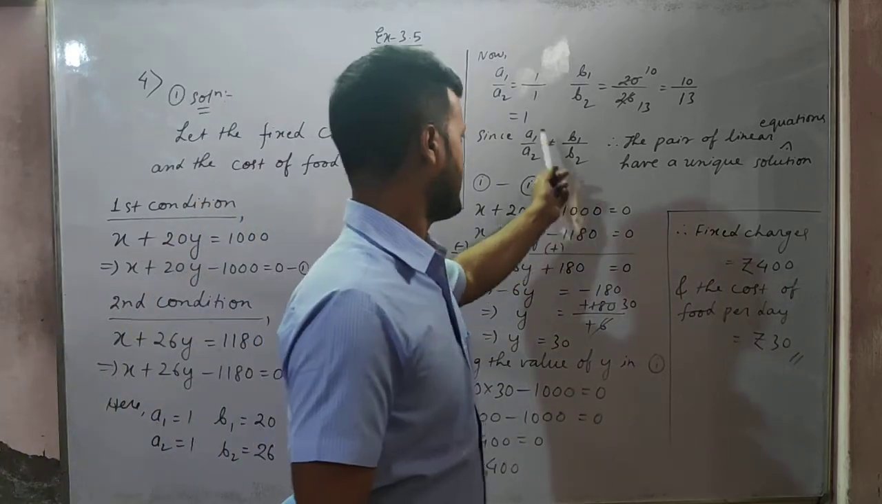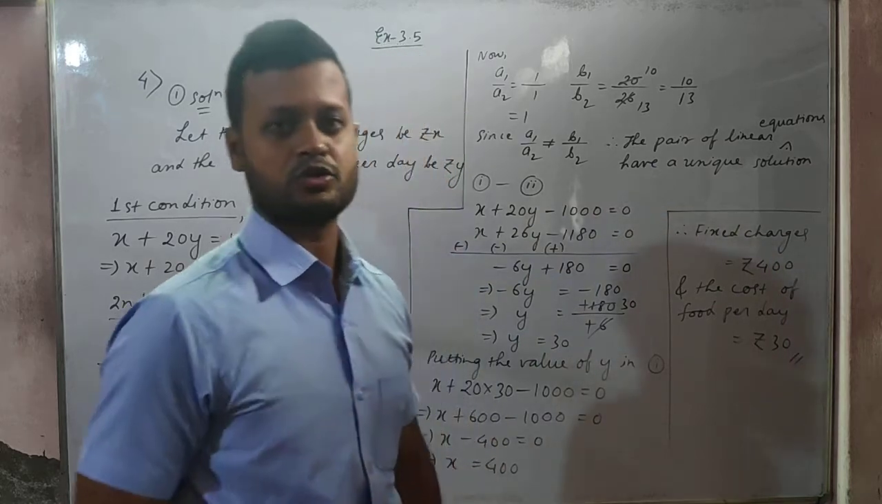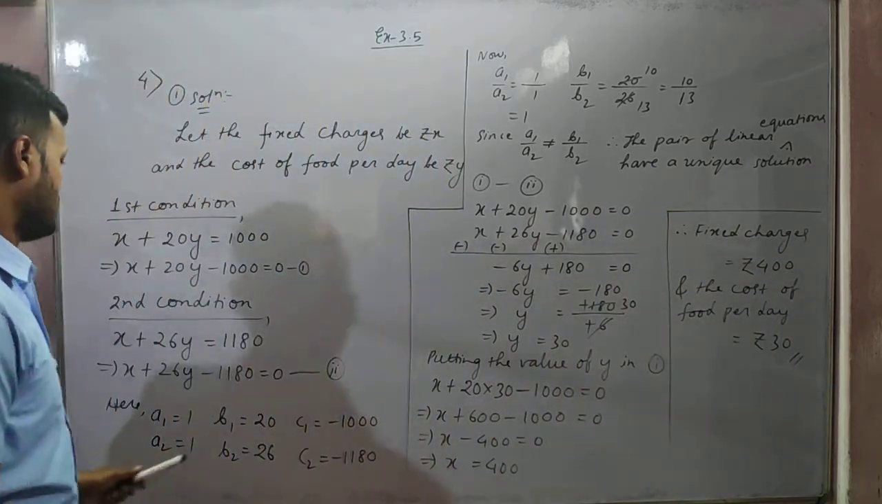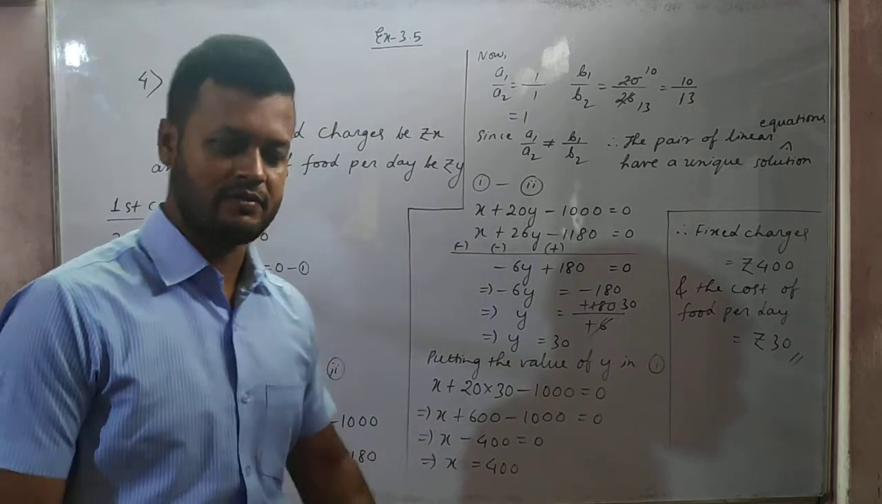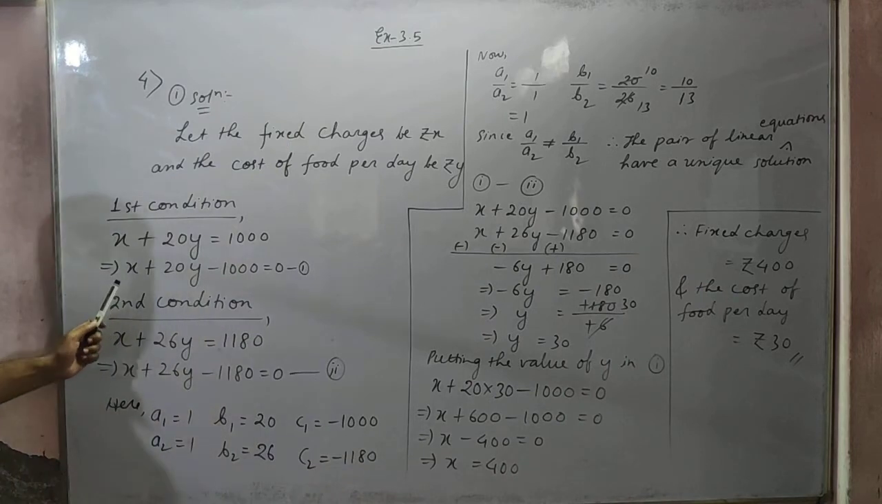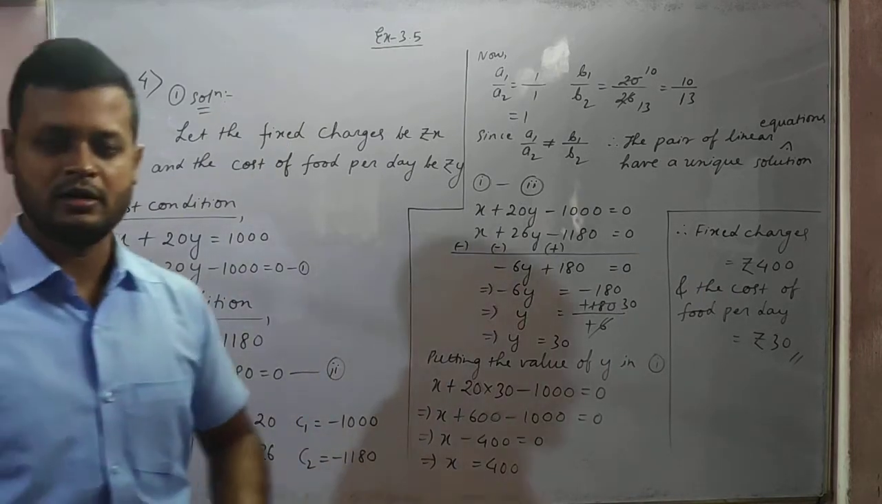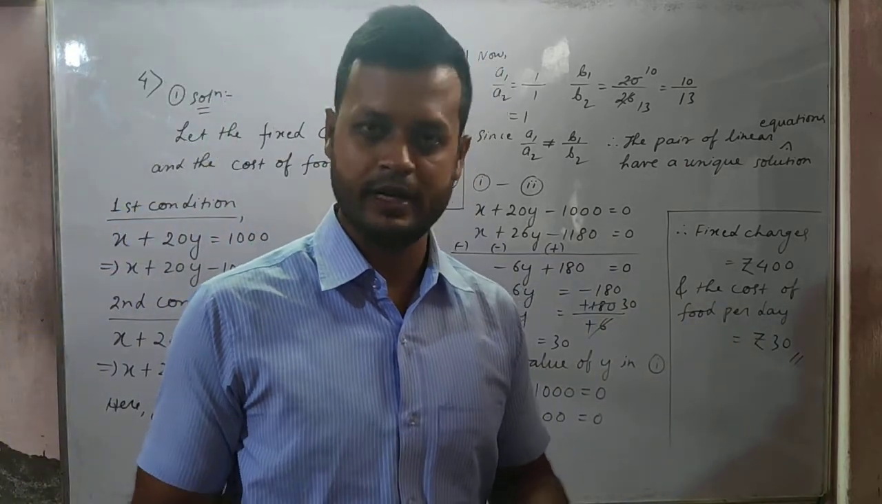Okay. So if A1 by A2 is not equal to B1 by B2, therefore the pair of linear equations has a unique solution. Then you will have to solve. So directly I thought that I will use the elimination method here. It is very easy for me because before this x, 1 is there, before this x also 1 is there. The coefficients of x in both the equations are the same, so I don't need to multiply with anything.